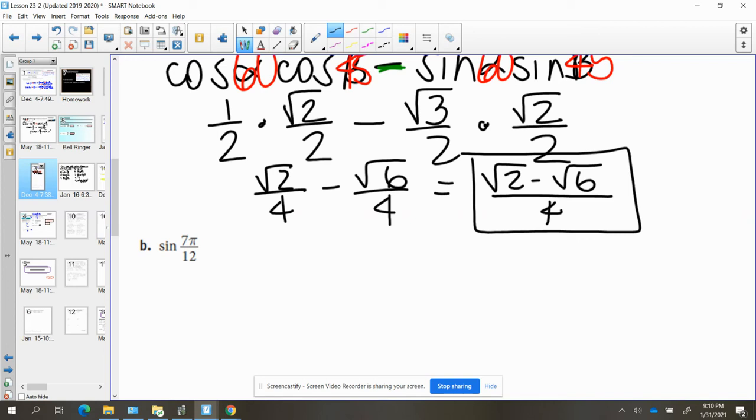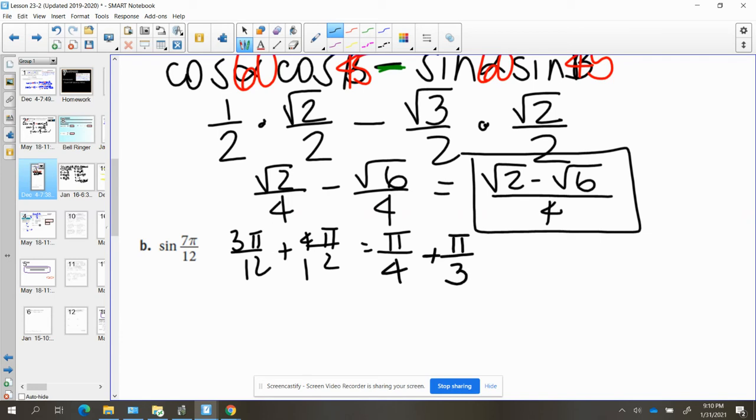Now, for part B, sometimes it is easier to look at this as a fractional value. Sometimes you might just want to convert this to degrees, because we know that 3 pi over 12 and 4 pi over 12 add up to be 7 pi over 12, and those are actually values from our unit circle. So pi over 4 and pi over 3. Right? We could divide those up.